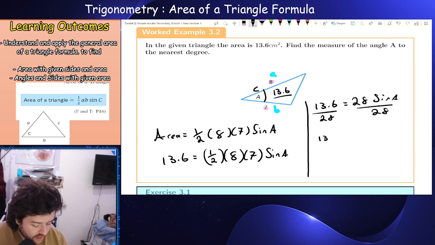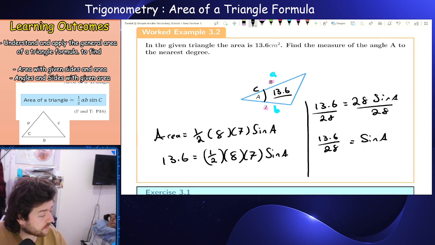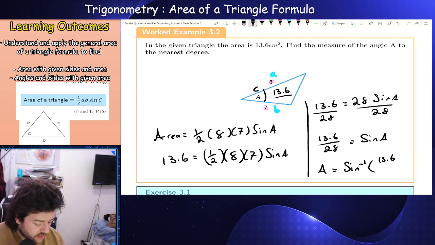So I'm going to have 13.6 all over 28 is equal to sine A. So remember, to find what my angle is, I have to use my inverse. So my angle A is going to be equal to sine inverse 13.6 all over 28.